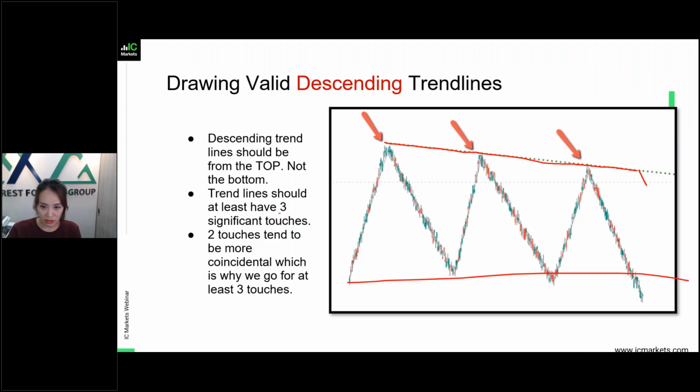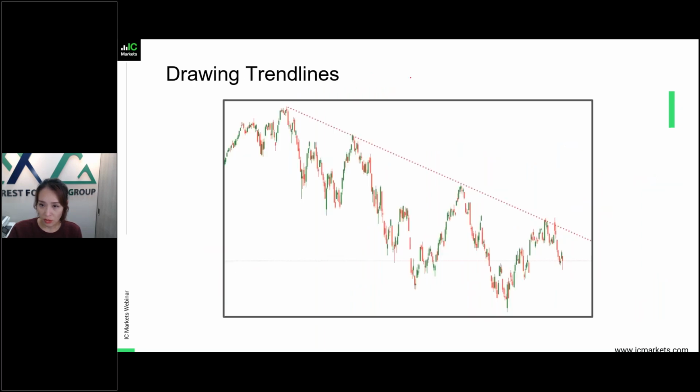And again, there have to be 3 touches, not 2. This is how you draw a descending trend line, 1, 2, 3, and the 4th one you sell. Let's say you want to sell over here. Of course we're not going to sell just because the price touched the 4th time. Based on my eyes, you can see that this is our resistance, right? You can see resistance, break up, become support.